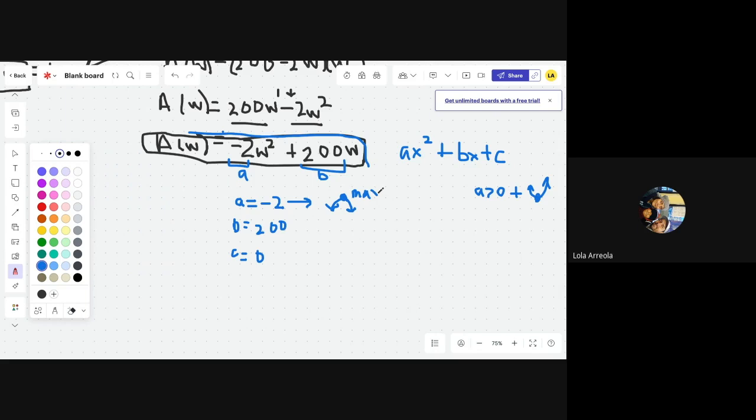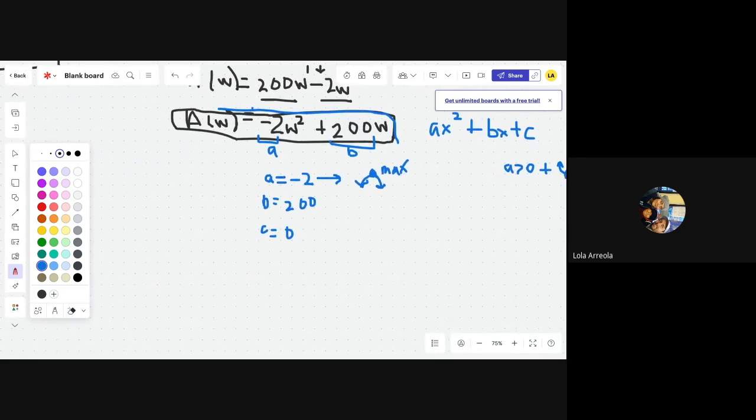So that's why we're going to use the vertex formula. We're going to solve for this vertex because we want to find max area for the problem. Okay? So this is telling me I have a max because it's a quadratic function. And in order to solve for my max area, I have to solve for the vertex, okay? Because my vertex happens to be my max point. Okay, does that make sense?